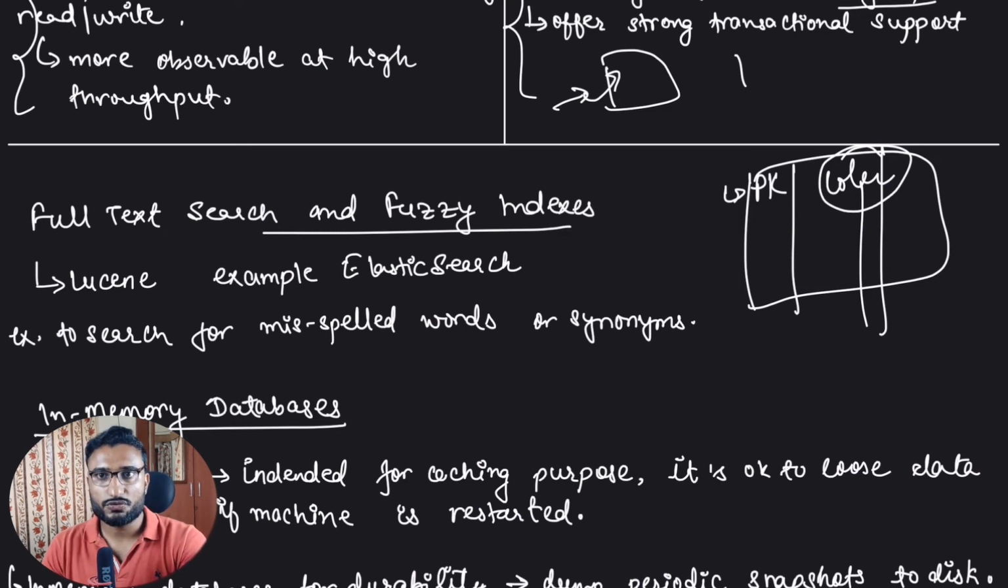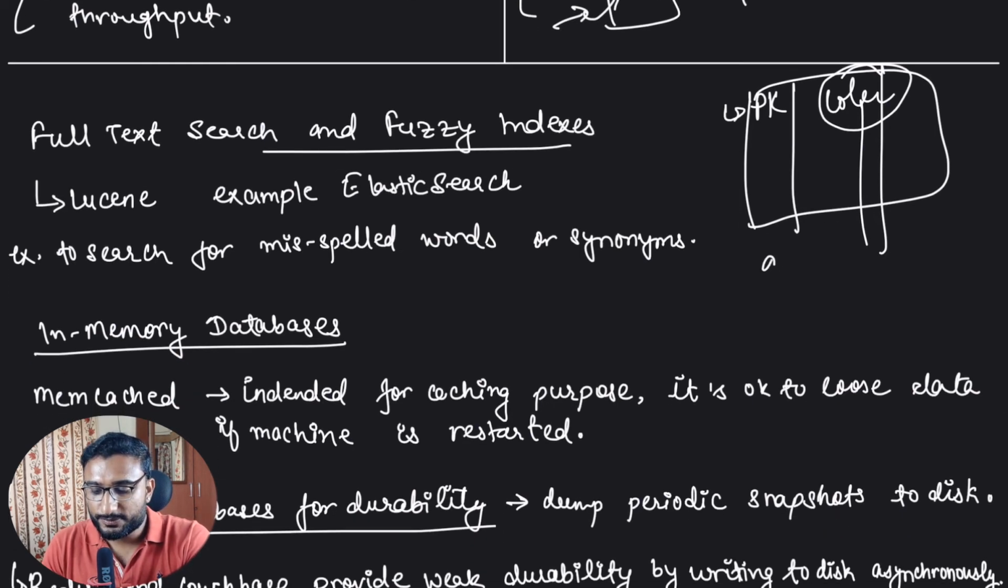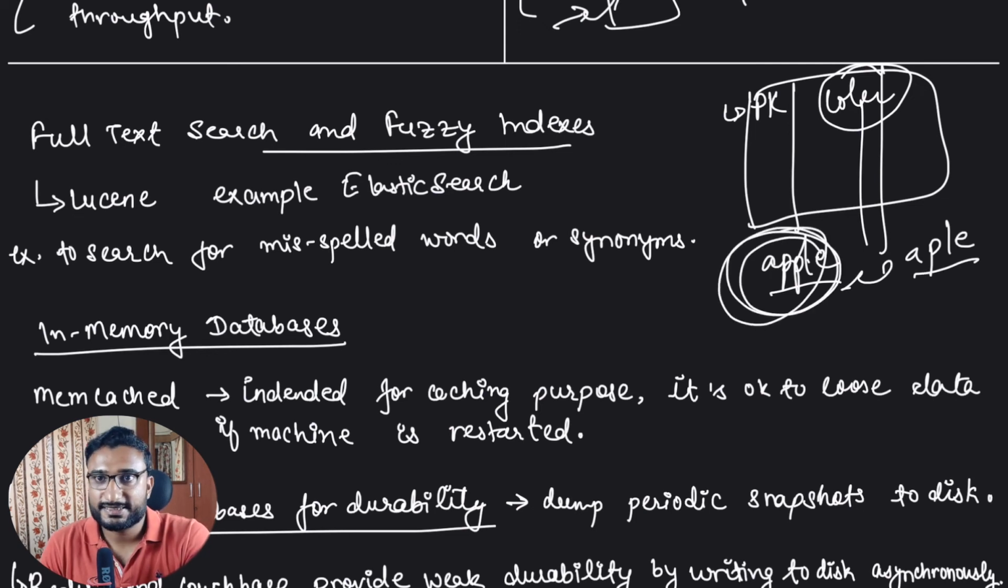Another one is if you want to provide support for full text search or fuzzy indexes, how can you do it? One similar solution is Elasticsearch, which is built on top of Lucene. Another is Solr. You can use these kinds of indexing solutions to index your data and then provide your support. An example could be that I'm searching for apple and the actual word stored is apple, but I search for APLE. Can you return this data from indexes? This is how fuzzy indexes can help. Similarly, it can give you synonyms. I search for apple and it gives me the Hindi word for it, सेब. So this is how it helps.